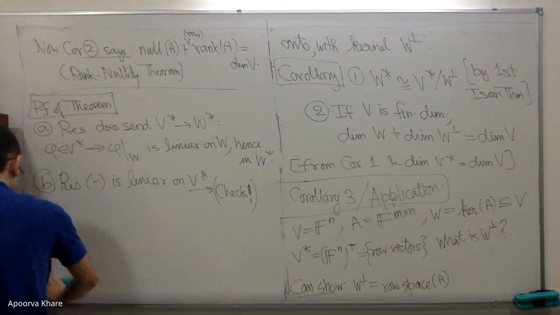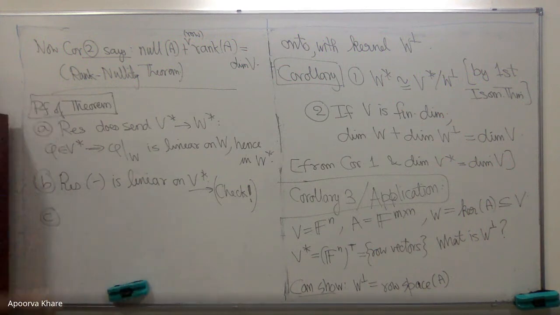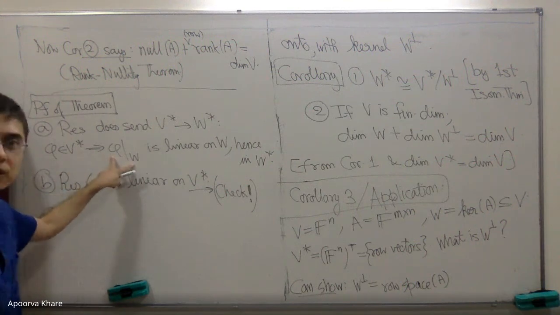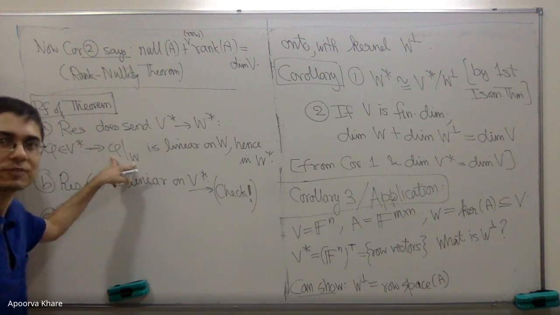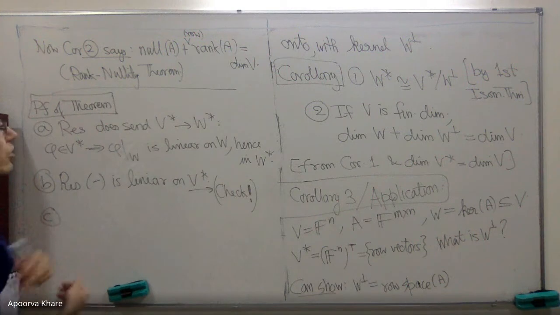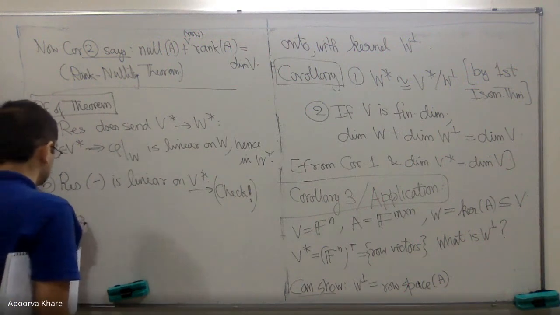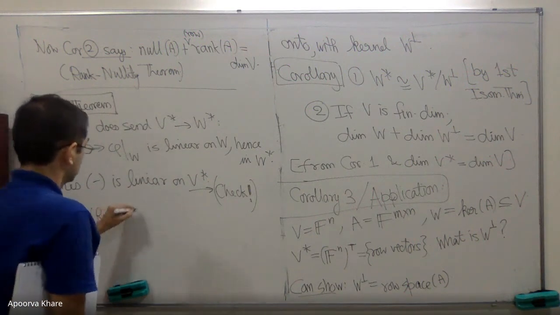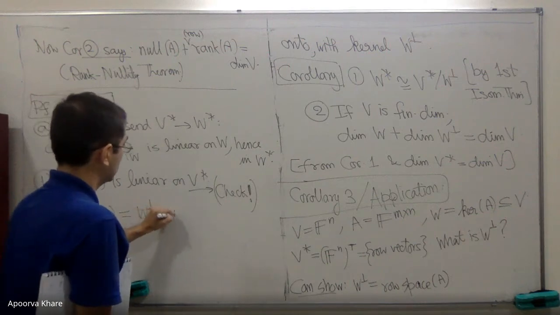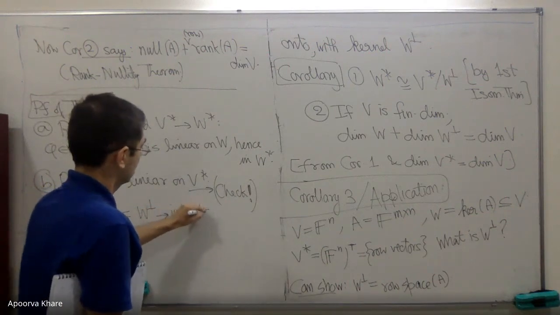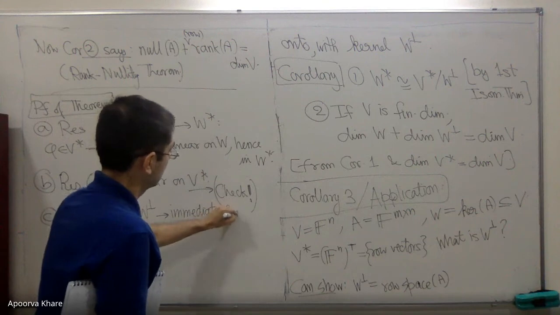What is the kernel of this restriction map? It is the set of all linear maps in V star such that this map is 0. But this map is 0 just means phi of W is 0. So that's just trivial again. The kernel of the restriction is W perp, which is immediate from definitions.